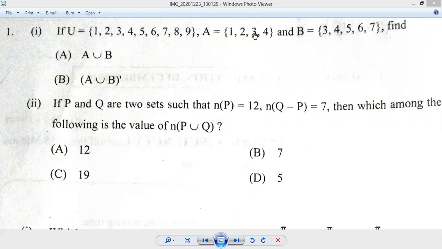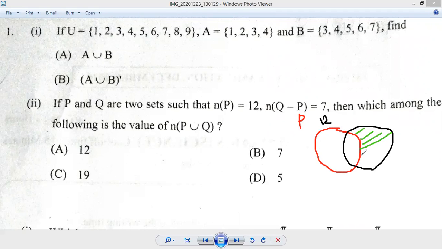To do this problem, I'll draw the Venn diagram. So let me draw the Venn diagram. Here we have set P, and we have another set Q. And given the number of elements in P is 12 and number of elements in P minus Q. Let me shade the region P minus Q. This is the region. This is Q minus P. Okay. This green region is Q minus P. So this is set Q. Now this is 7.